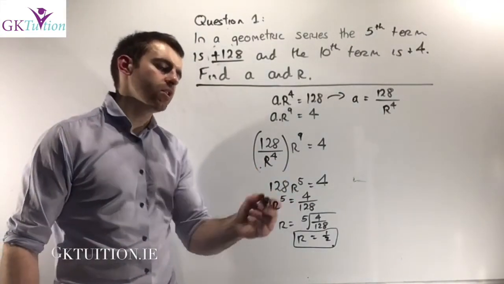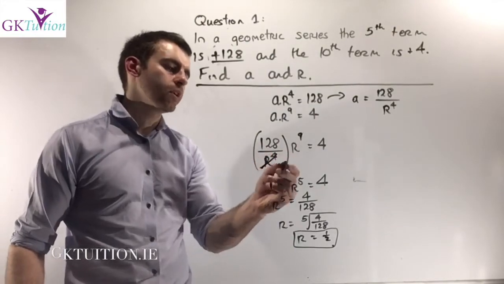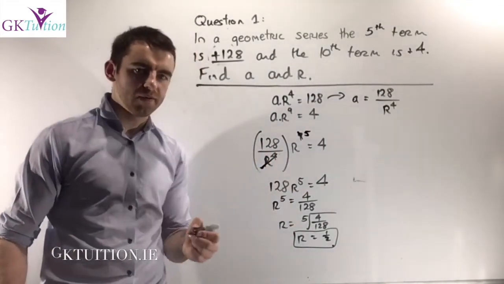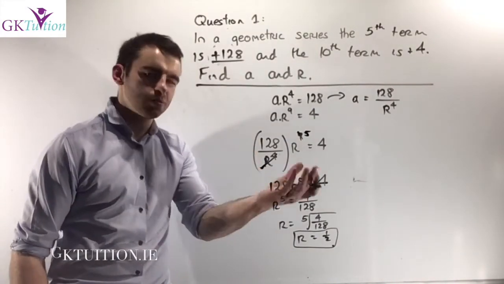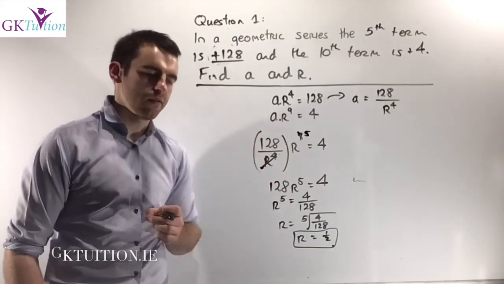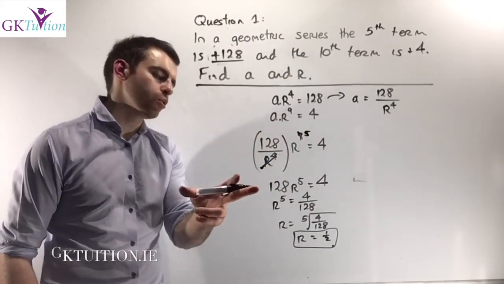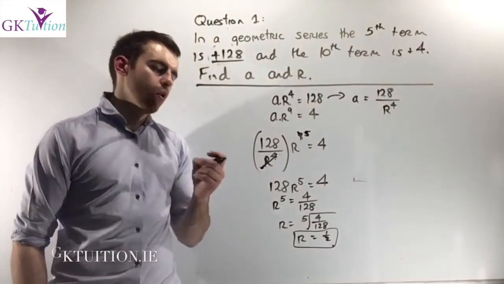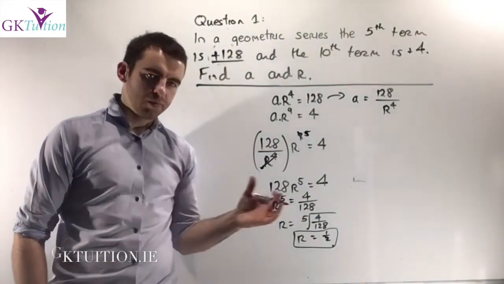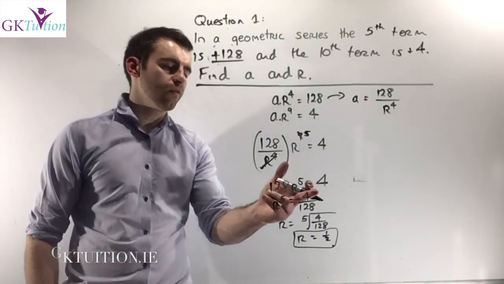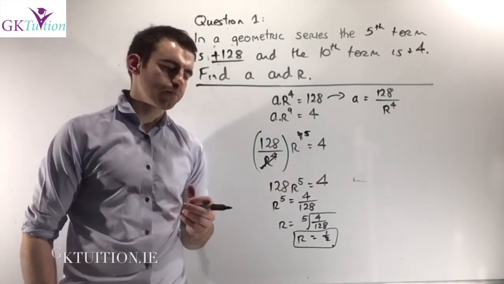Now at this stage, you should realise that r to the power of 4 divides into r to the power of 9, and you're left with an r to the power of 5 on the top. Or in other words, we can just subtract the powers, the top power minus the bottom power. 9 minus 4 gives me 5. So I can say that 128 r to the power of 5 equals 4. In order to get the r term on its own, I would divide both sides by 128. And I can say that r to the power of 5 is 4 over 128.